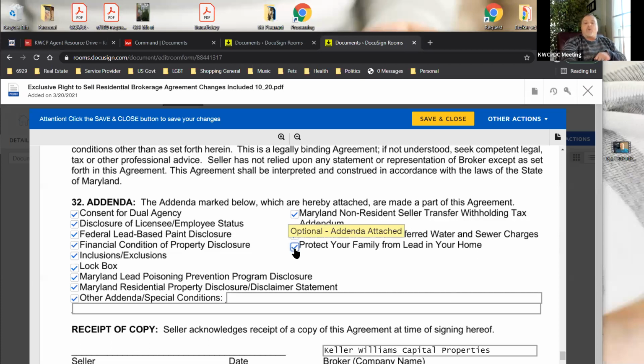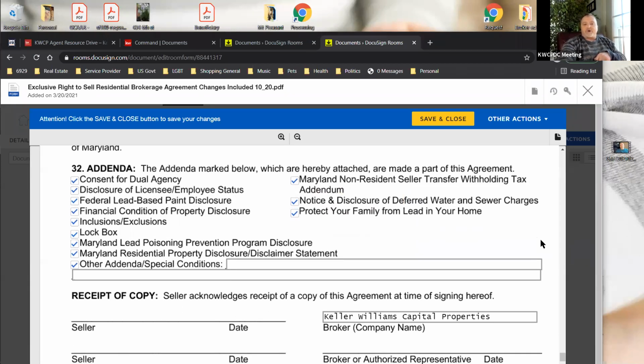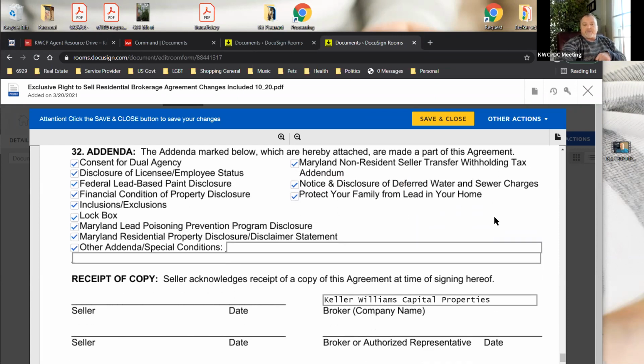And we should always, when a property is built before 1978, use the blue book and disclose that with your listing agreement, your blue lead-based paint booklet. That's what this book is. Protect your family from lead in your home. That's the blue book, the blue lead-based paint booklet.